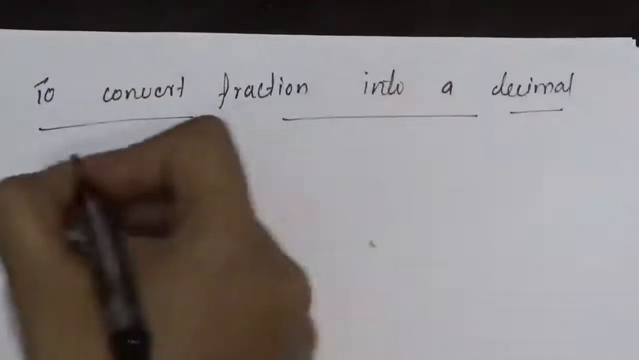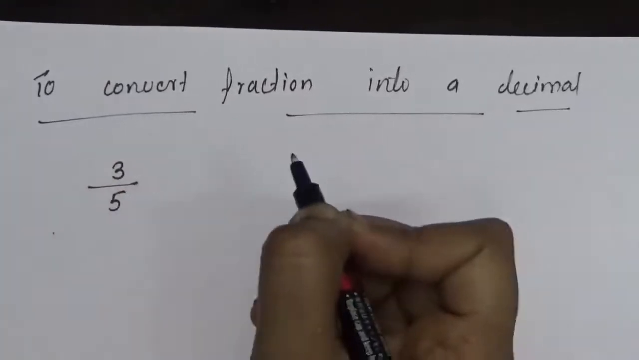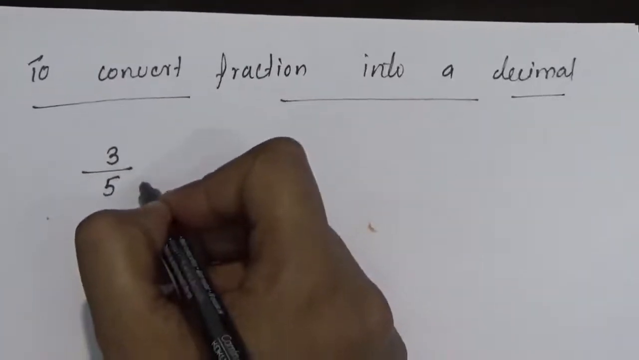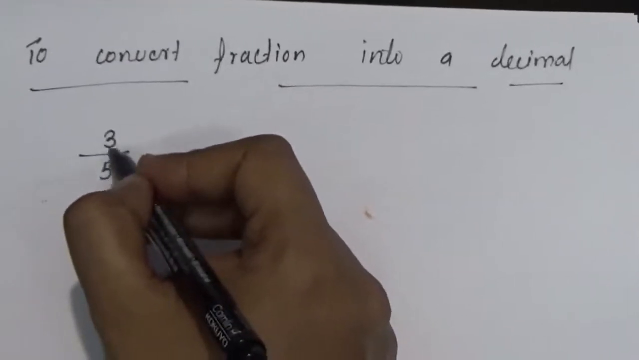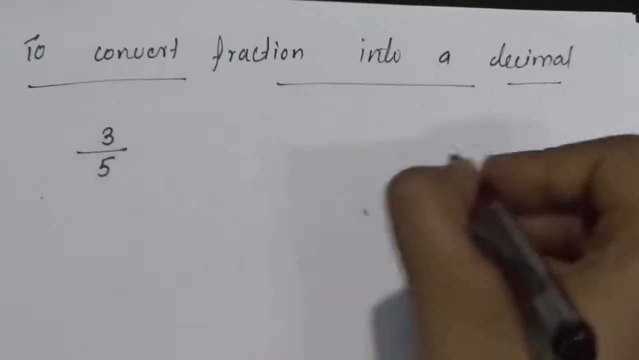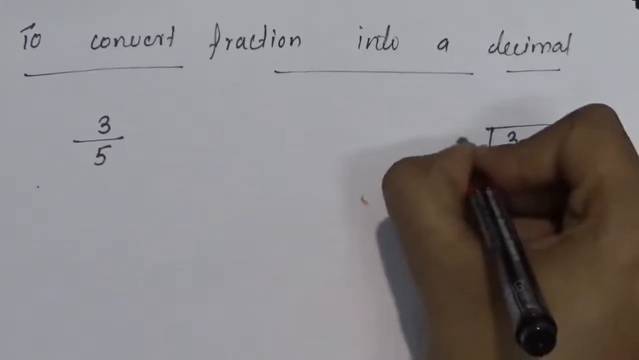So first example, suppose we have the fraction 3 by 5. We need to convert this 3 by 5 into decimal form. For that, the meaning of 3 by 5 is 3 divided by 5. Am I right? So use the long division process, divide 3 by 5.